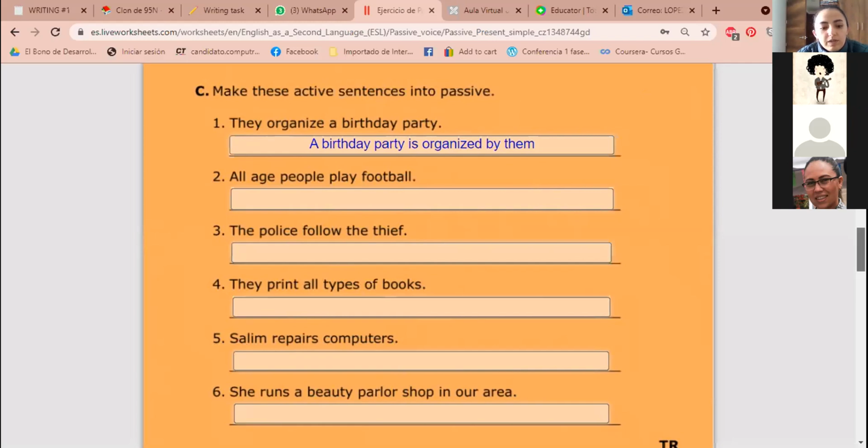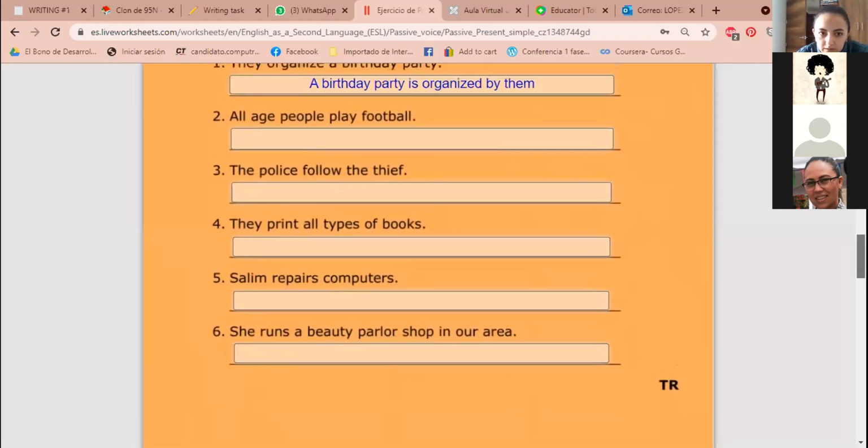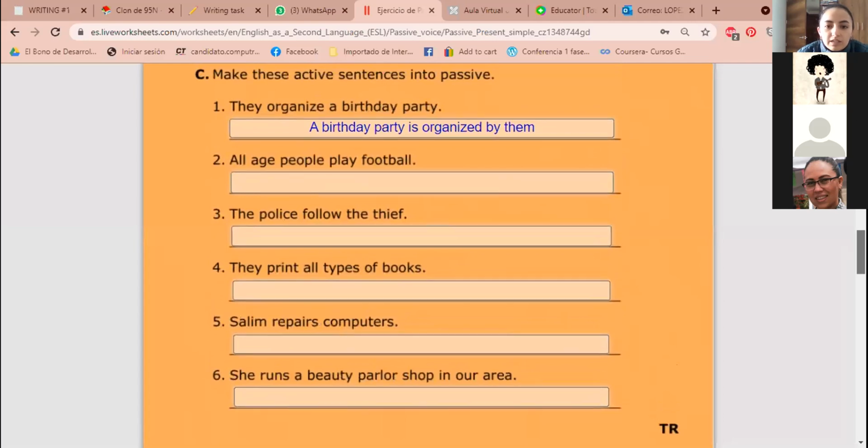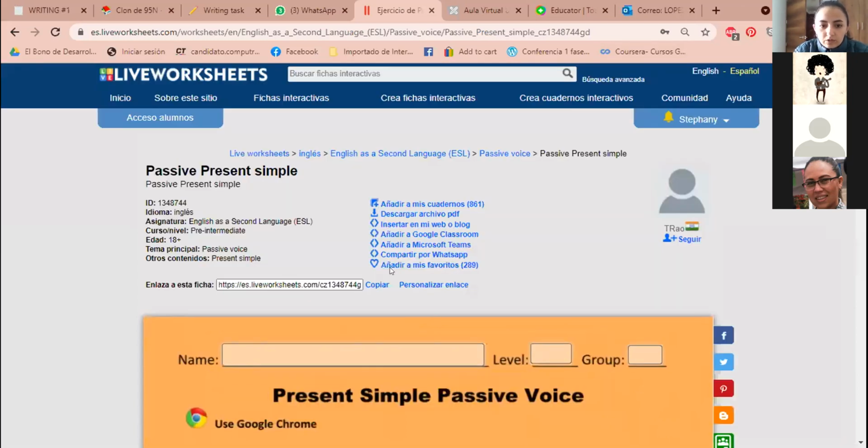Y así vamos a completar las 5 restantes, ¿sí? Ustedes ya están pilas para hacer la voz pasiva. Si tienen alguna duda o pregunta, háganla. You have 30 minutes to complete this activity and I'm going to send you the link as well. Ya les envío el link de la actividad para que puedan empezar a completar. 30 minutos, chicos, para completar esta actividad. Nos podemos desconectar, ¿verdad, teacher?